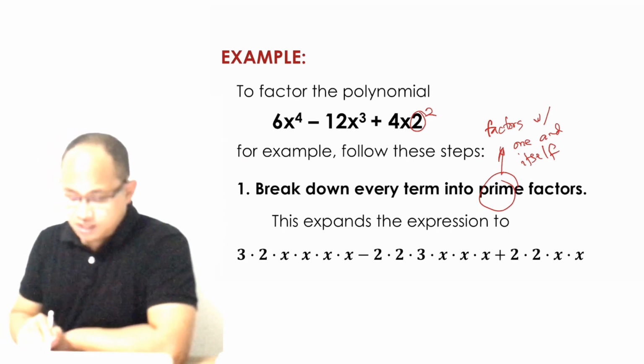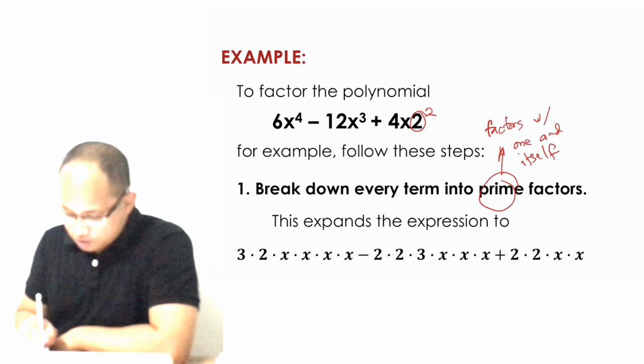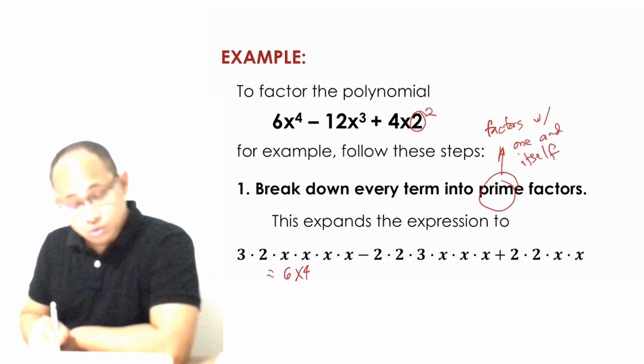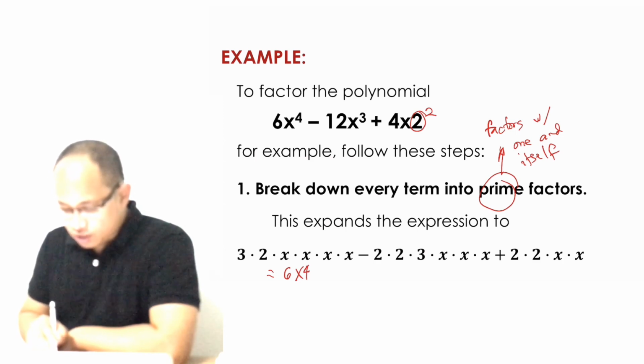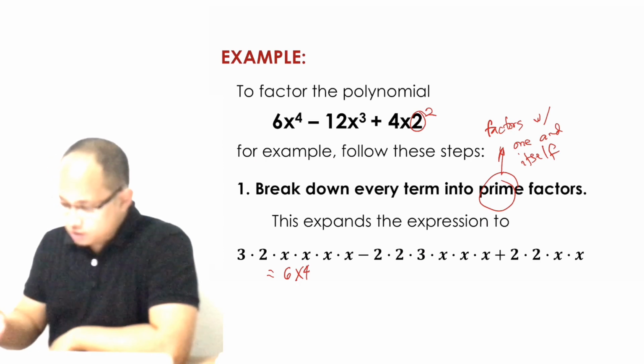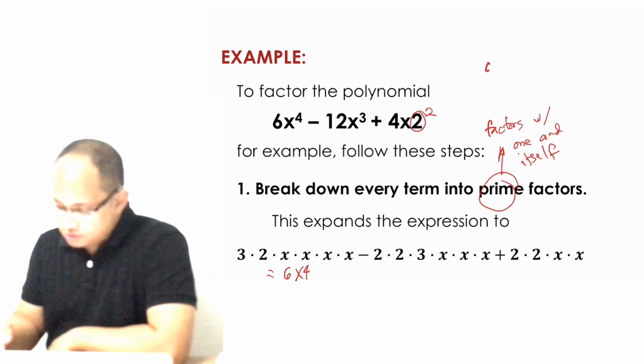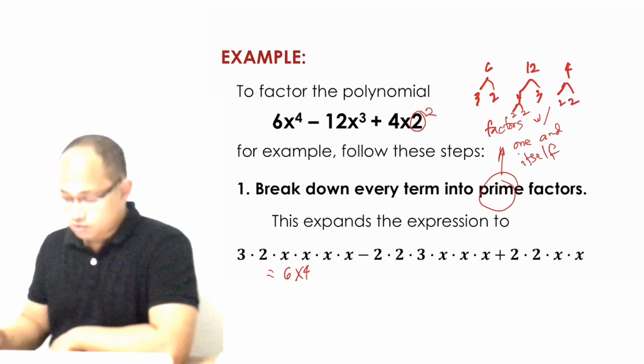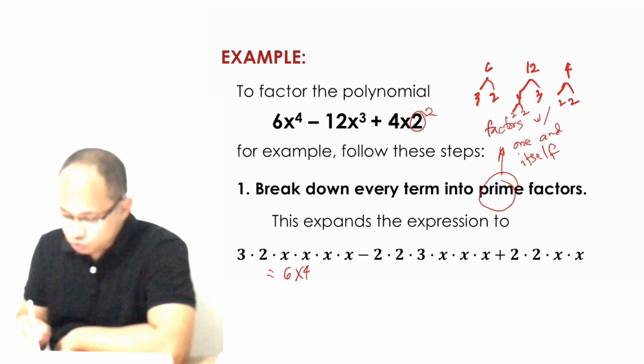So if you have 6x to the power of 4, the factors of 6 are 3 times 2. Then x to the power of 4 is x times x times x times x. Minus 12x cubed: just like we have 3 and 2 for 6, for 12 we have 4 and 3, and 4 is 2 times 2. And we have 4, which is 2 times 2.